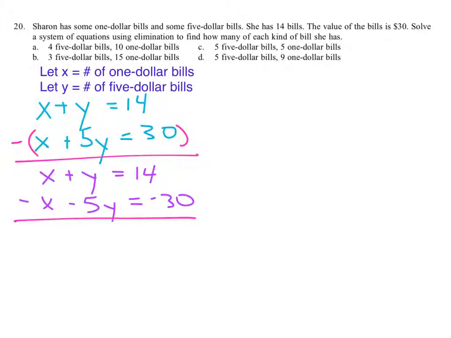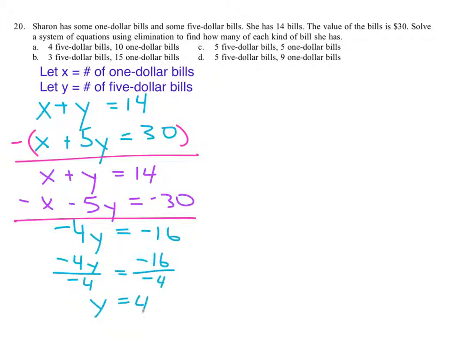So what do we get here? We get the x's go away. We get negative 4x, I'm sorry, negative 4y equals negative 16. And then when we divide both sides by negative 4, we get y equals 4.